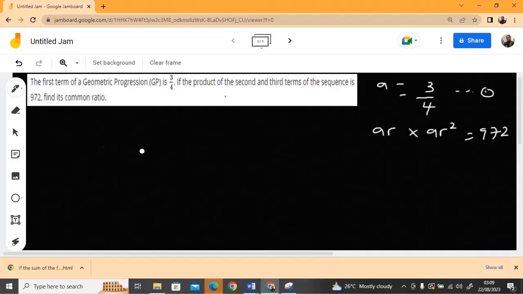So I'm going to multiply this. I can write A equals this first equation, that is 3 over 4. Now this one, A times A is A squared, right? R times R squared, that is R cubed, equals 972. Now what am I going to do? I'm going to divide this one by this one or I substitute. Since I know my A is 3 over 4, I can substitute in this equation here. So anywhere I see A, I put 3 over 4.